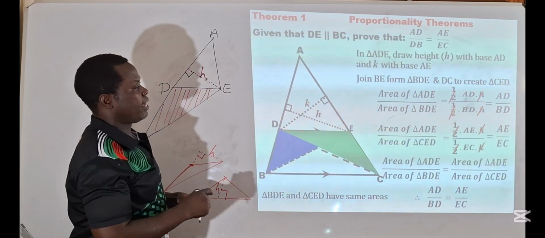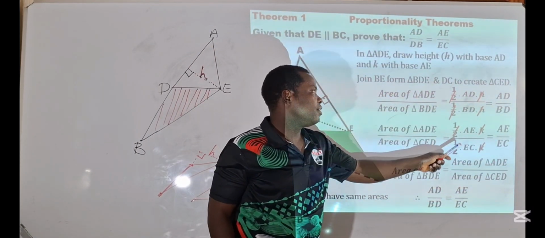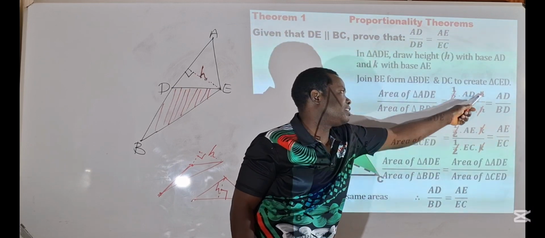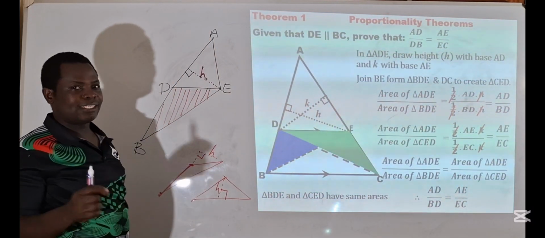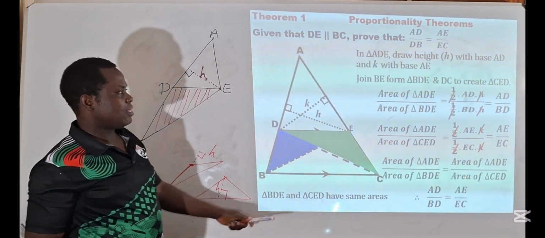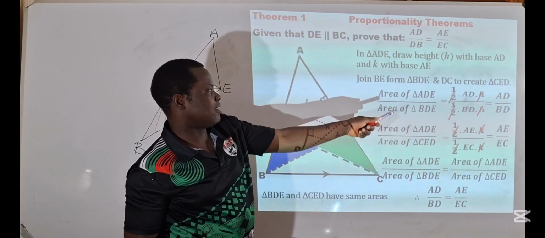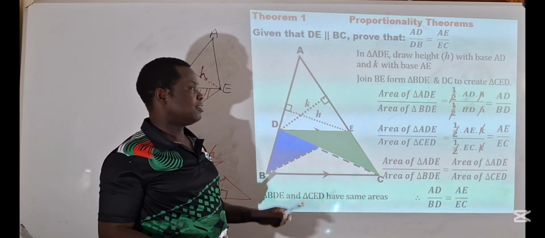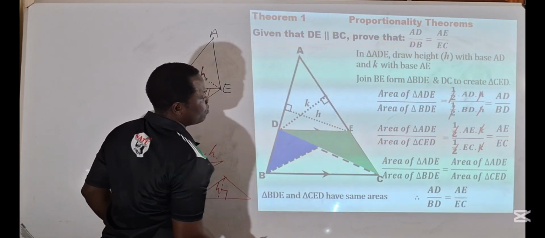And that is why when you divide area of ADE and BDE here, you are going to have the same H. It's because the two triangles are sharing exactly the same height. So the half and the half and the H and the H, they will cancel to give us AD over BD. That is the concept that we are using. Then the same applies for the next two triangles.